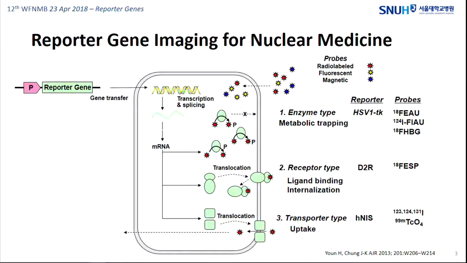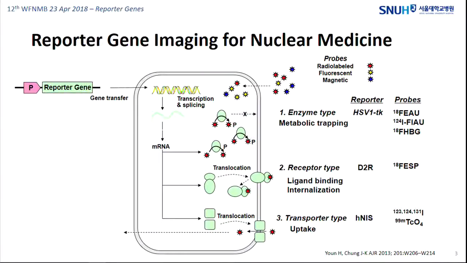And actually, reporter genes for nuclear medicine can be divided into 3 different groups. One is the enzymatic type, the other is the receptor type, and the third one is the transporter type. The first one is the famous enzyme, herpes simplex virus thymidine kinase, the second one is the dopamine 2 receptor, and the third one is the human sodium iodide importer. And in our group, the sodium iodide importer is the most focused one.